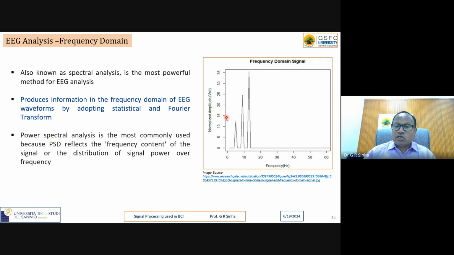So this is the amplitude spectrum. But what is PSD? It is power versus frequency. Or, at a particular frequency value, what is the power level? What is the power distribution of a signal? That is indicated by the PSD.